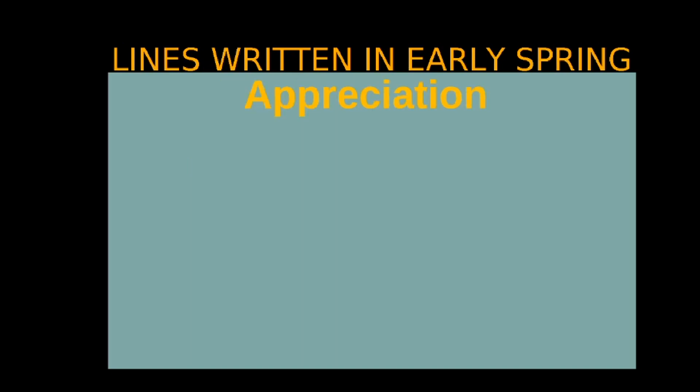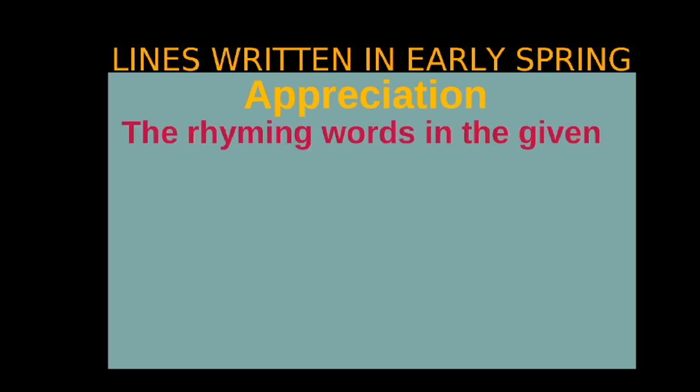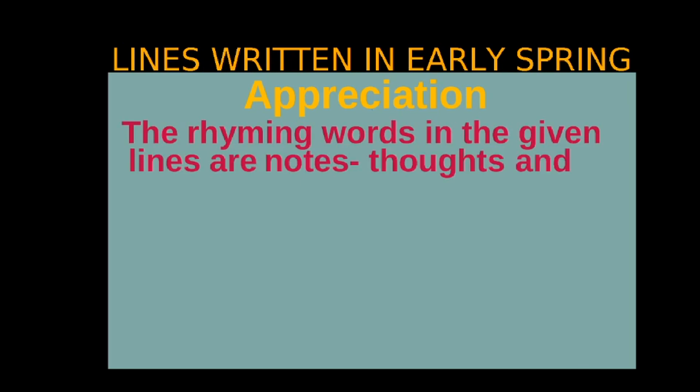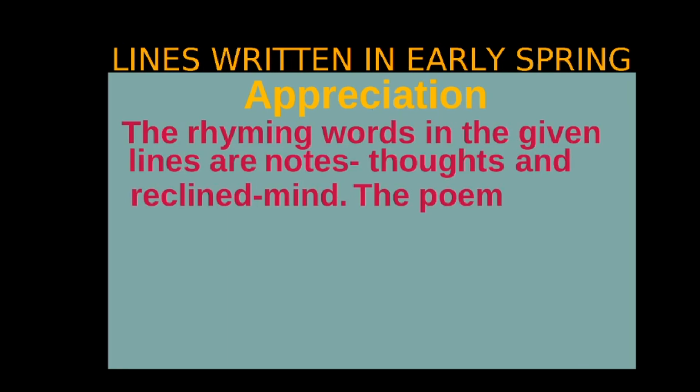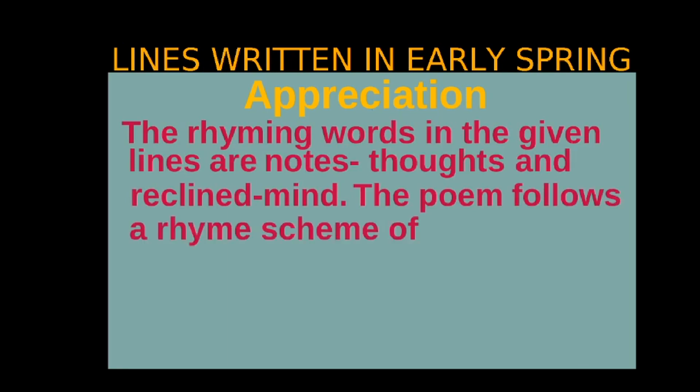This is how we write the final paragraph. The rhyming words in the given lines are notes, thoughts, and reclined, mind. The poem follows a rhyme scheme of AB, AB. This is the rhyming words and the rhyme scheme which you have written in lines.